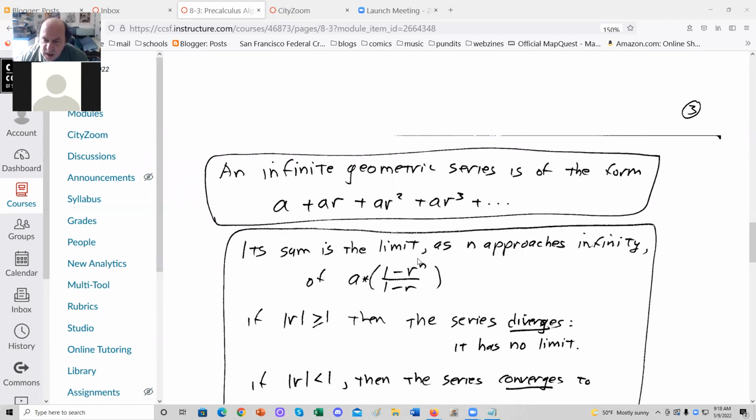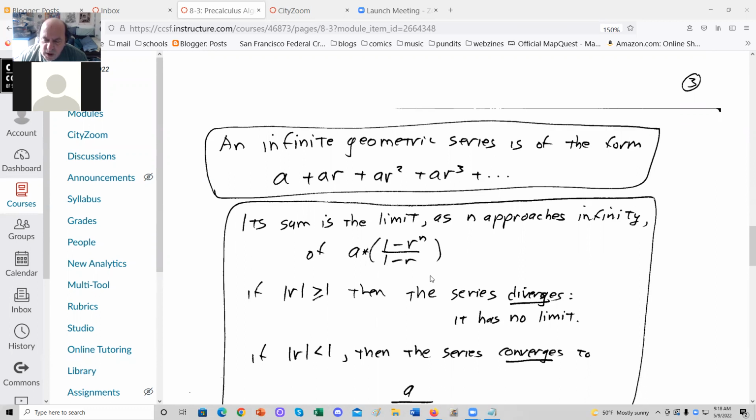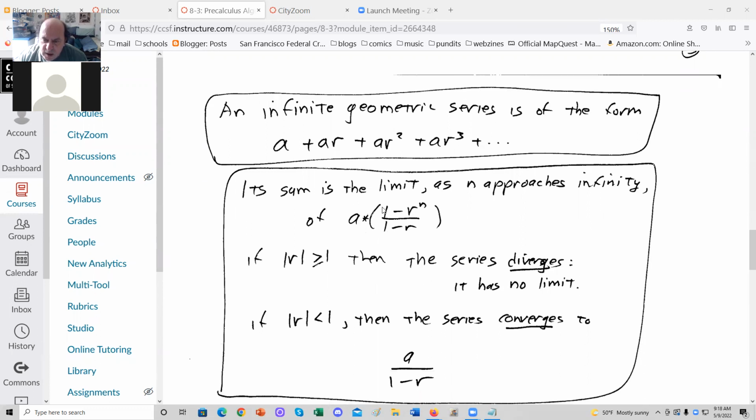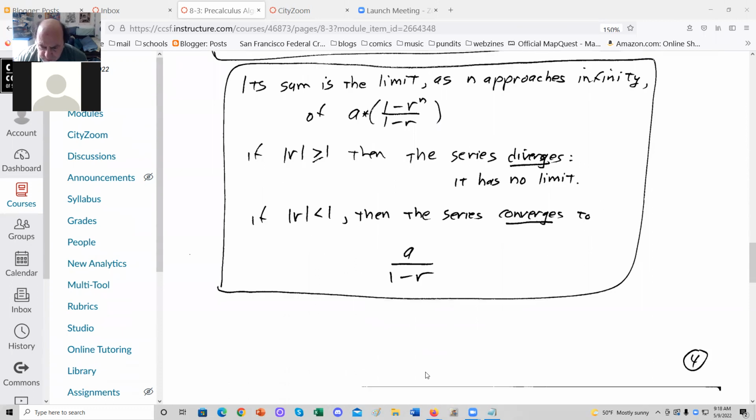Now here's the thing, the behavior of this depends upon the size of r. If its absolute value is greater than 1, then this r to the n keeps getting bigger and bigger and bigger, and the series diverges. It has no limit. If the absolute value of r is less than 1, then r to the nth approaches 0, and so you get a times 1 minus 0 over 1 minus r. So the series converges to a over 1 minus r.